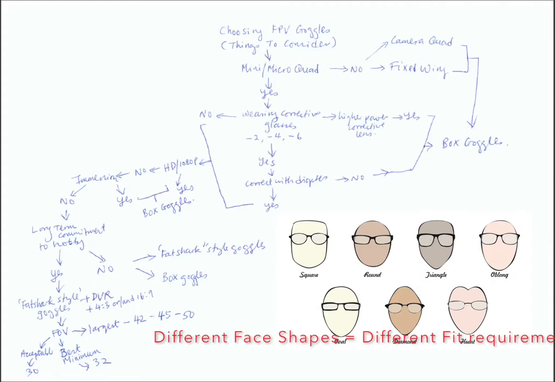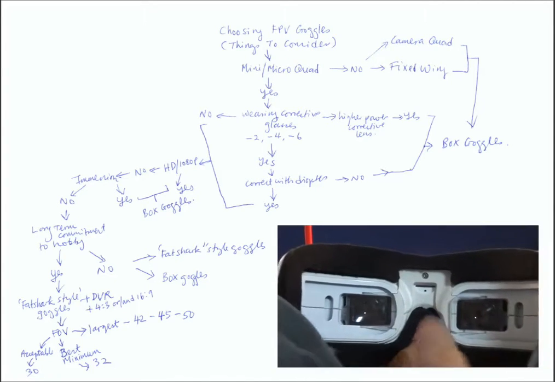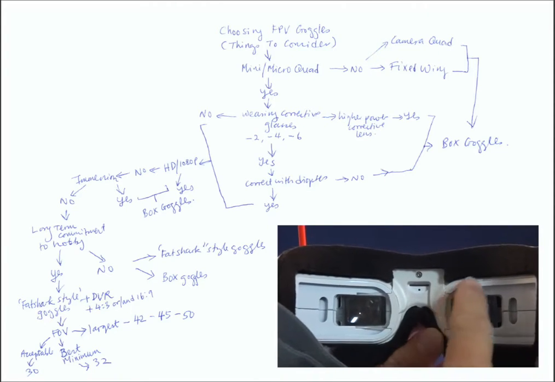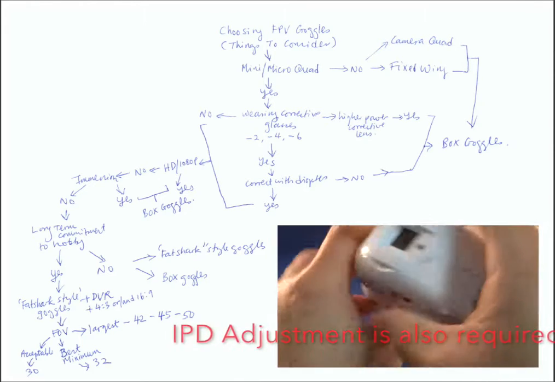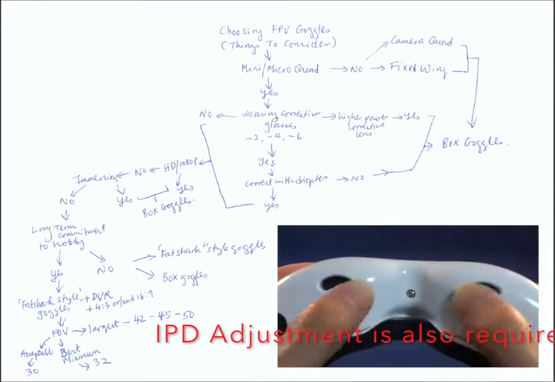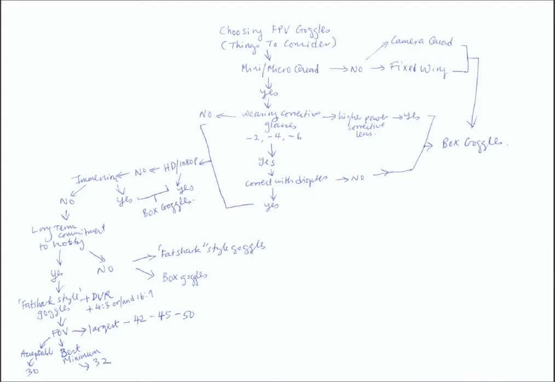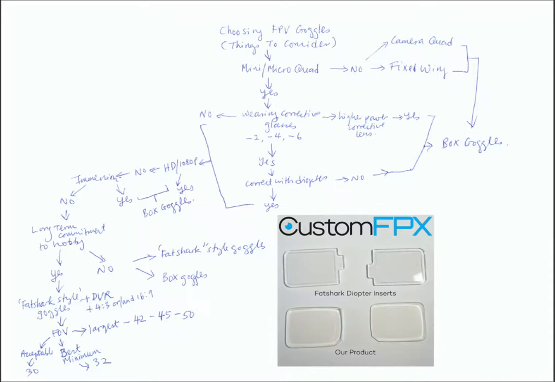If you fly quadcopters exclusively, then ask yourself this question: do I wear glasses? If I do, is my power between negative 2 to negative 6 or higher than that? If it's higher than that, then you can't use Fatshark type of goggles. If it's between negative 2 to negative 6, then you can use Fatshark type of goggles by using diopters that you can buy cheaply, or you can use specially made ones, which are a bit more expensive.